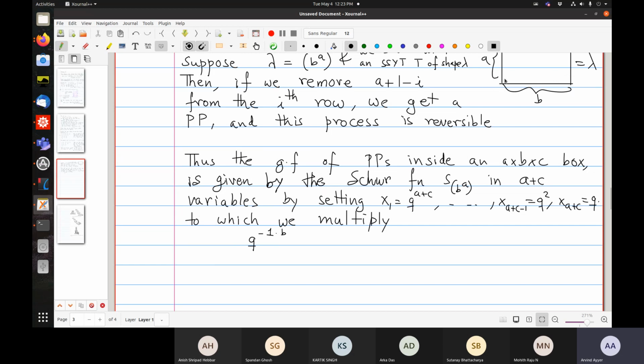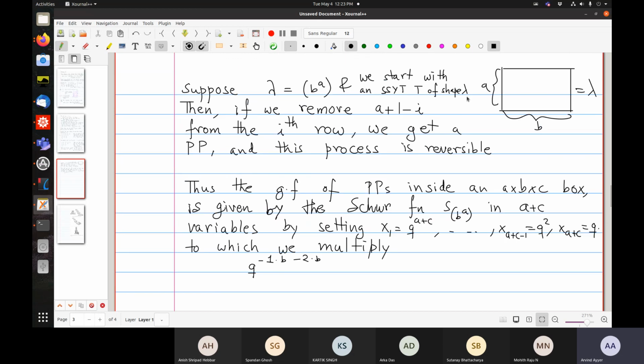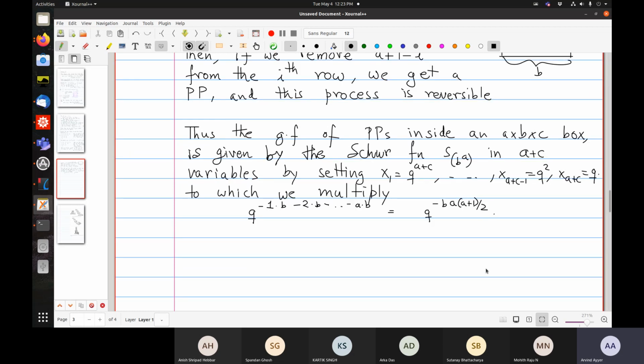So you have q inverse b times, and then for the second row from the bottom, you are multiplying by q to the minus 2 b times, and so on, up to minus a times b, which is q to the minus b times (a plus 1) by 2.